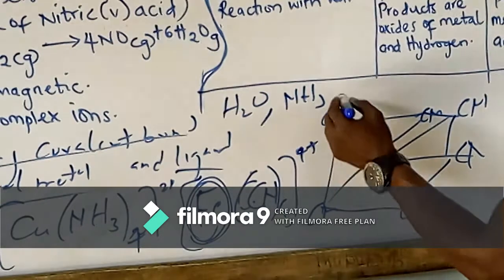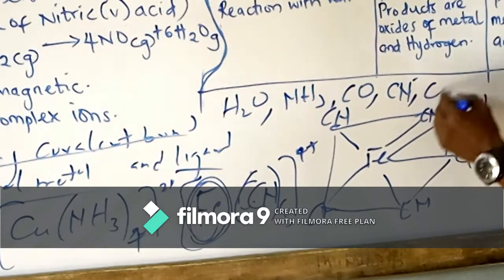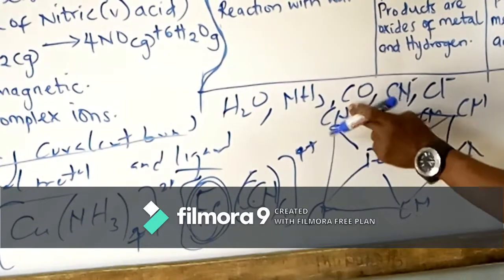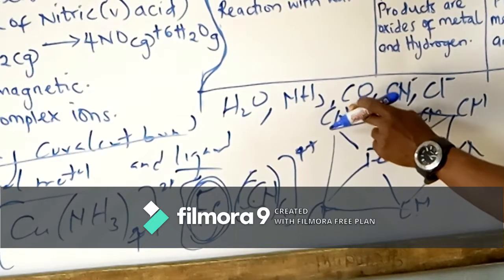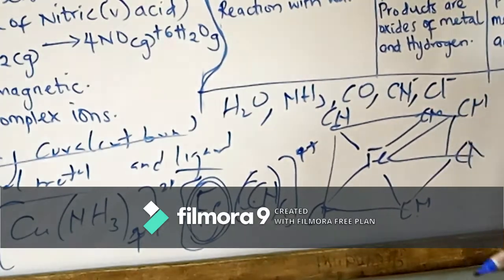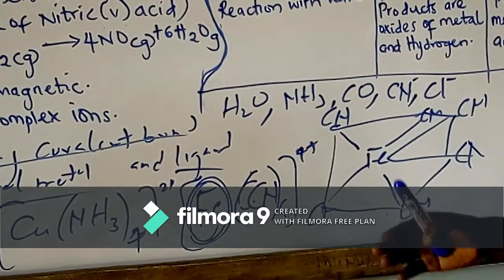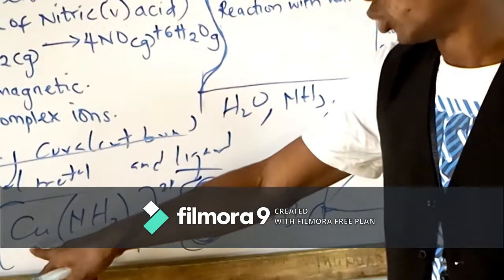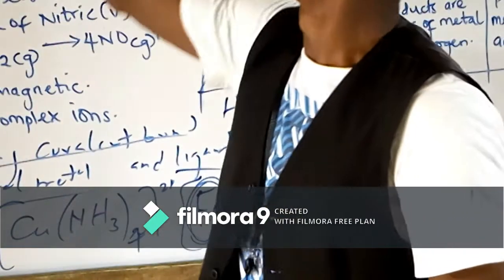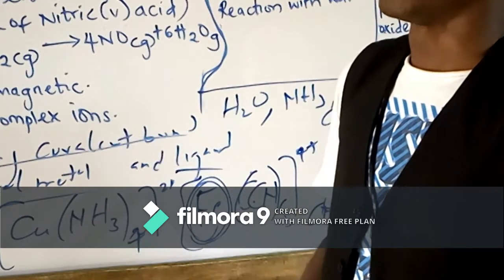Ligands include CO, CN minus, and Cl: the chloride ion is also a ligand. So we have the water molecule, ammonia molecule, carbon monoxide molecule, cyanide ion, chloride ion. These are examples of ligands. Now, when ligands are bonded covalently to a transition metal, they form a complex. So let's not forget, transition elements form complex ions.